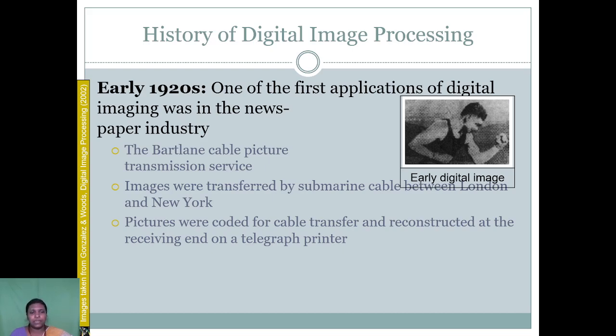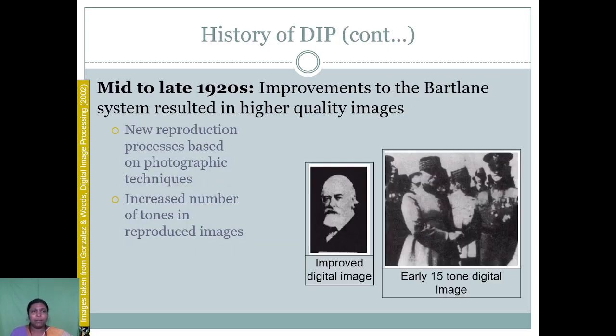Here the image was transferred through the cable, where the pictures were coded for cable transfer and reconstructed at the receiving end on a telegraph printer, and you receive the same picture. This is the first digital image processing. And the next one is the mid to late 1920s. Improvements to the Bartlane system resulted in higher quality images.